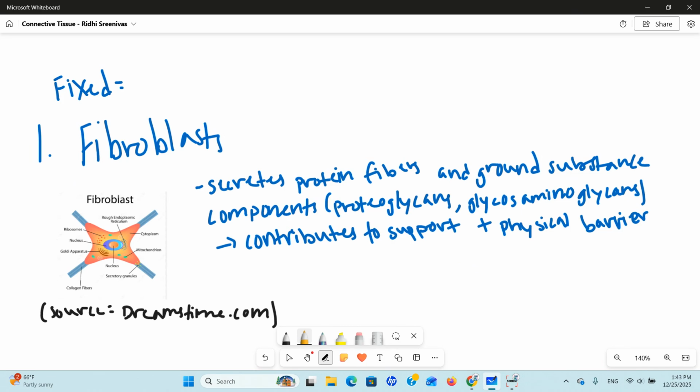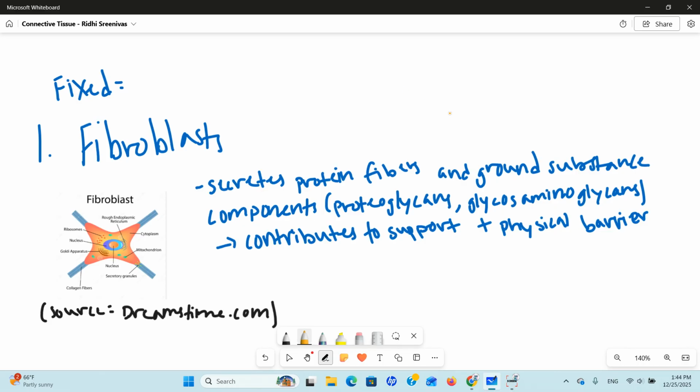So first we have fibroblasts, which are the most abundant cells in connective tissue and secrete protein fibers as well as ground substance components like proteoglycans and glycosaminoglycans. And these secreted components are used to make this thick gel-like ground substance that provides support under stress.